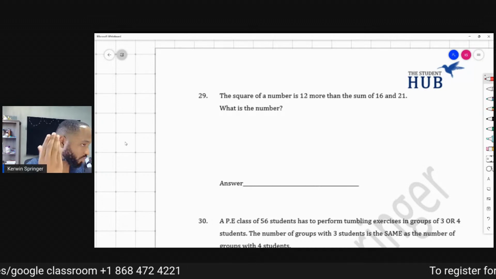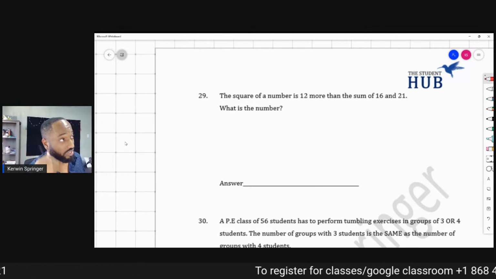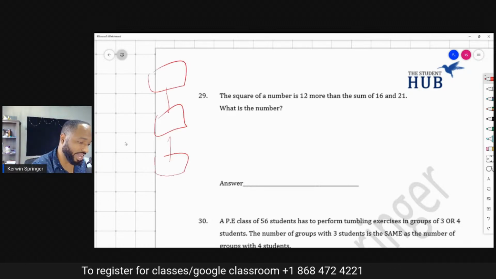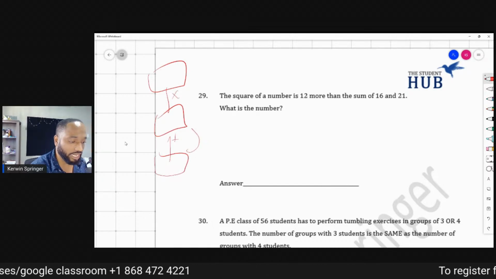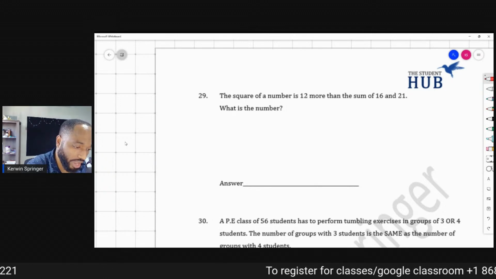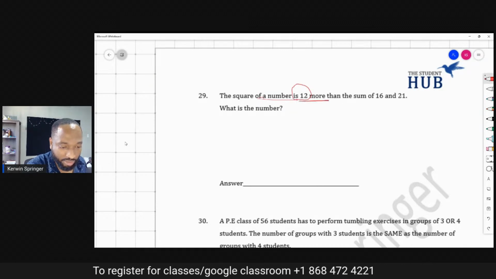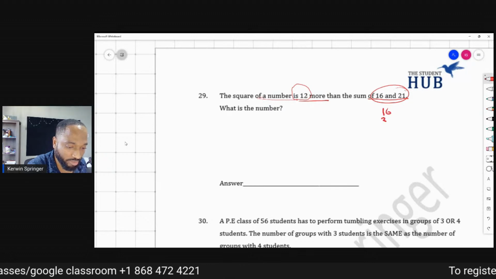Algorithm questions tip is to work backwards. Do the operations coming backwards, or do the operations in reverse. If it's one of the algorithm questions like this, where you add something and you multiply, do it in reverse, so you subtract, you divide. We did one like that last week. So in this case, we need to check it out backwards. The square of a number is 12 more than the sum of 16 and 21. So what's the sum of 16 and 21? So you are going backwards.